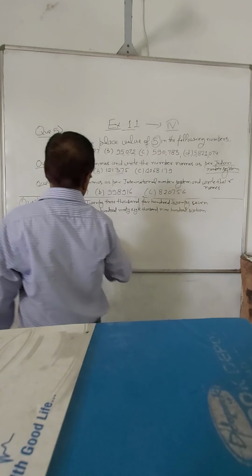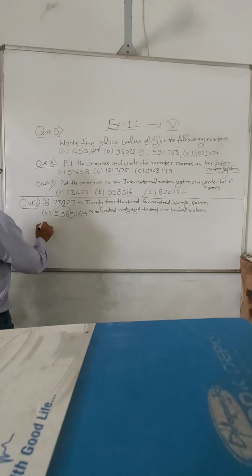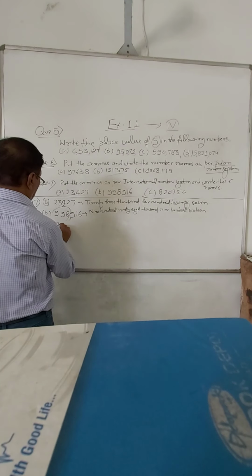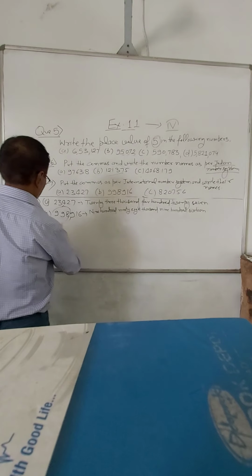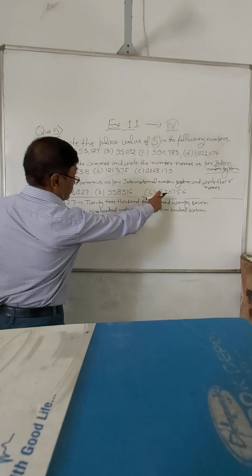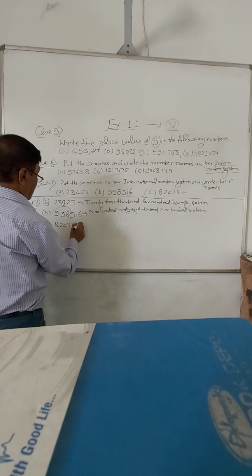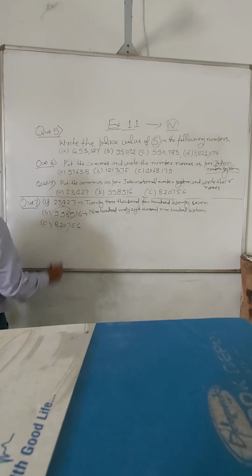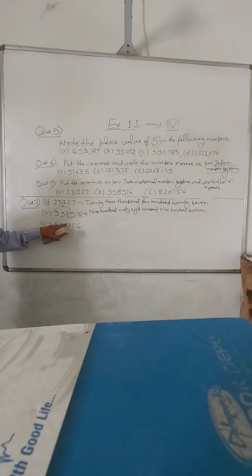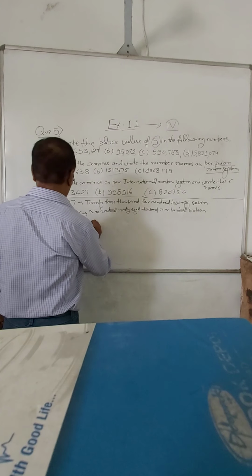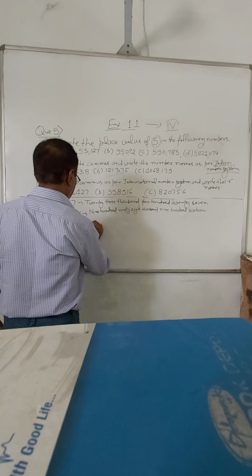So that was B, and next is question number C: 820756. So it's easy. So here also 820,000 and 756. So this number name is 820,756.